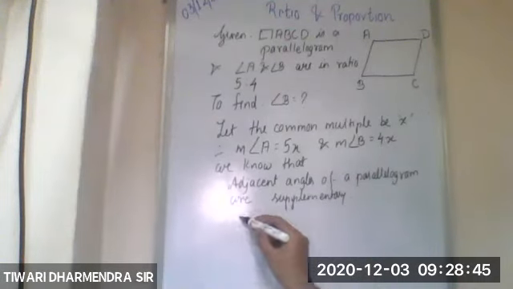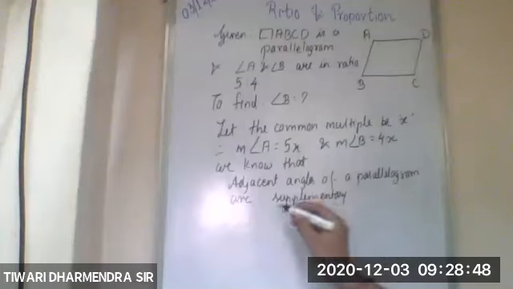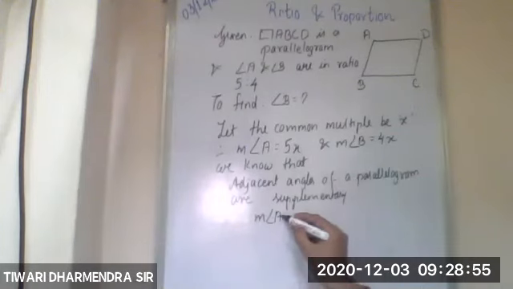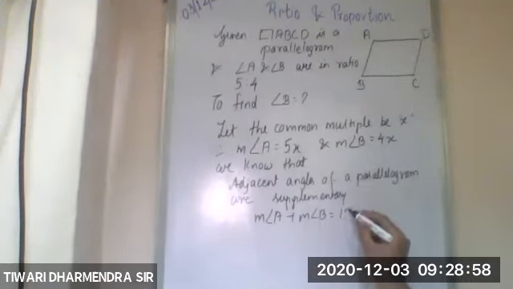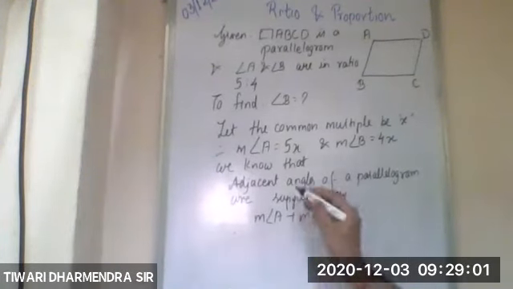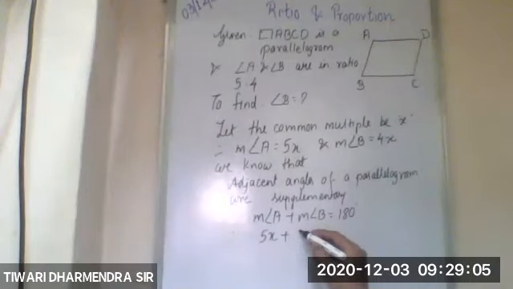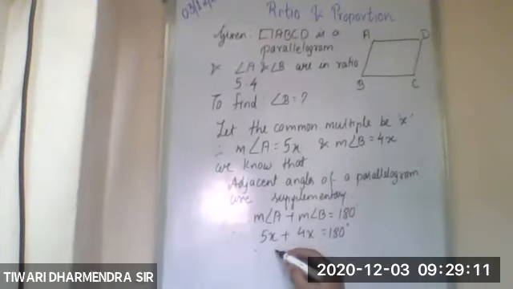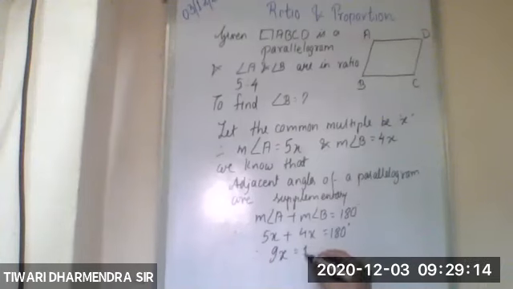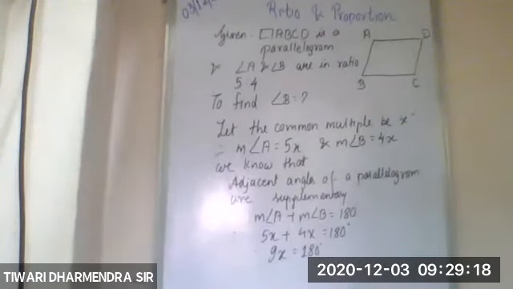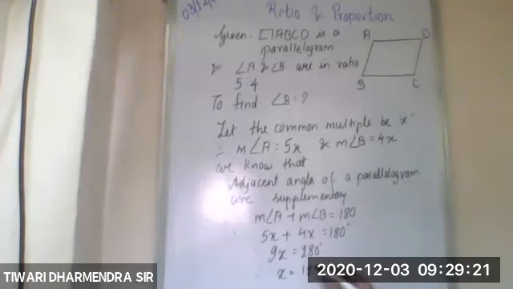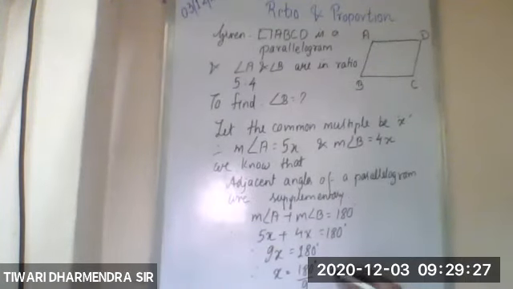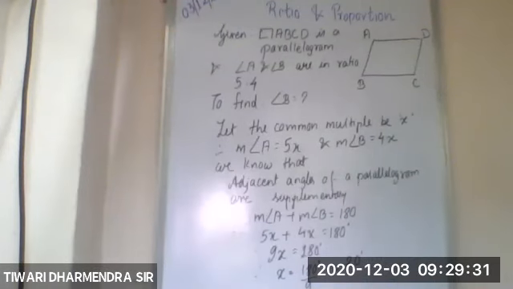So therefore, since A and B are adjacent, measure angle A plus measure angle B is equal to 180 degree. So 5x plus 4x is equal to 180 degree. 5x plus 4x is 9x equal to 180 degree. So x is equal to 180 degree divided by 9. Just cancel them. We will get value of x is 20 degree.